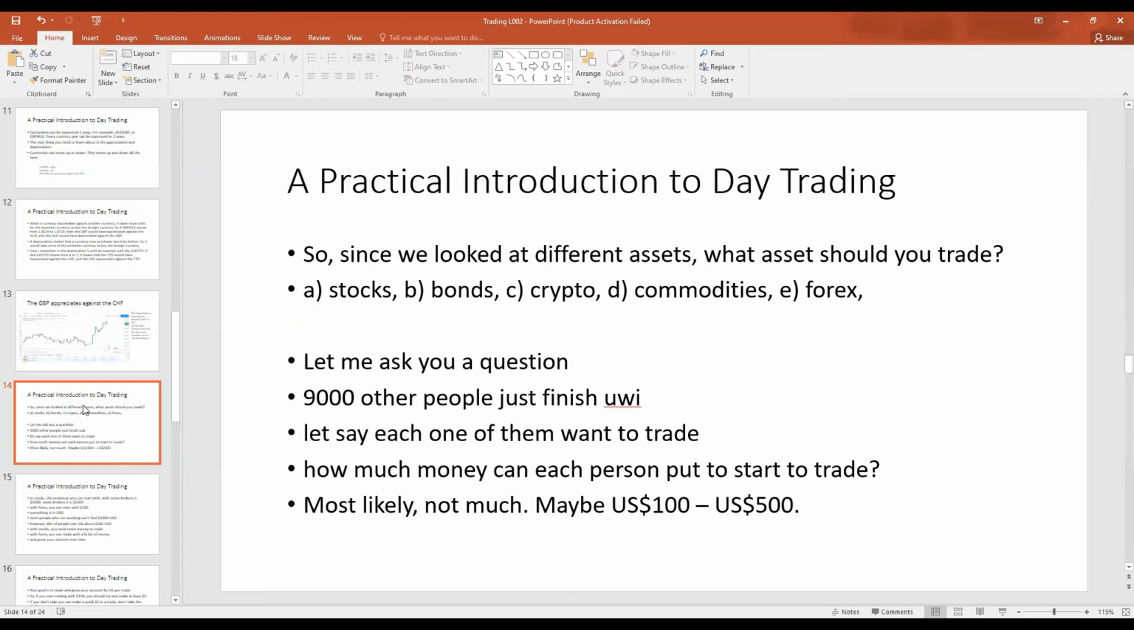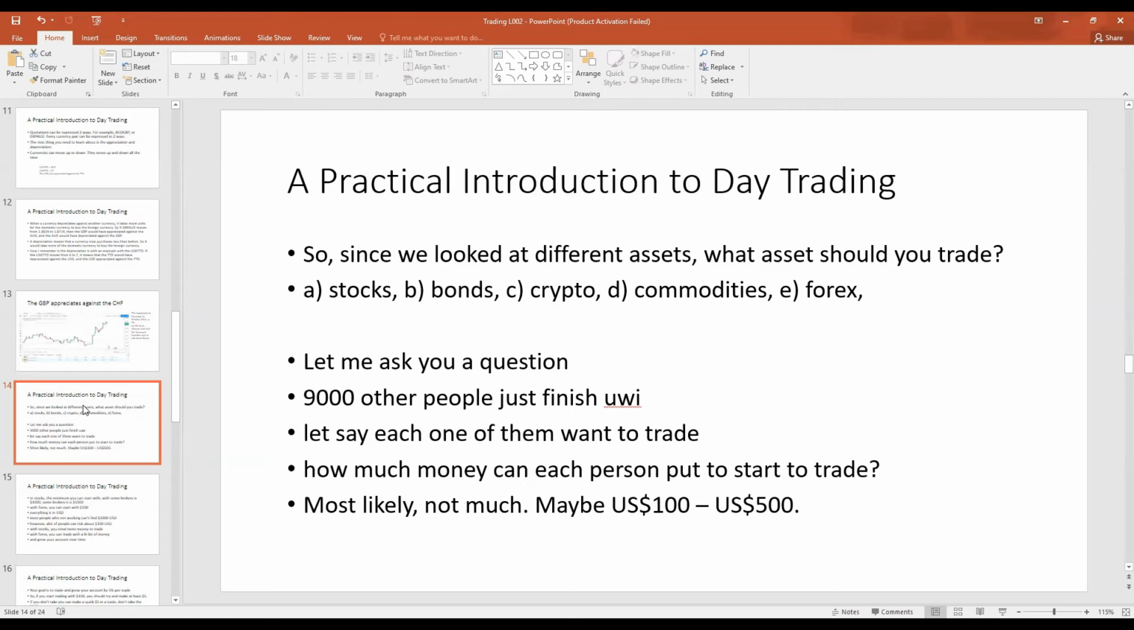So in my hypothetical example, I assume that 9,000 people finish university, and let's say these people are interested in trading the financial market. So how much money can the average person allocate towards trading? Most likely it's not much. Most likely the average person will not be able to allocate an entire $10,000 towards trading. Most likely they would be able to afford approximately $100 to $500 US to open an account to start trading.